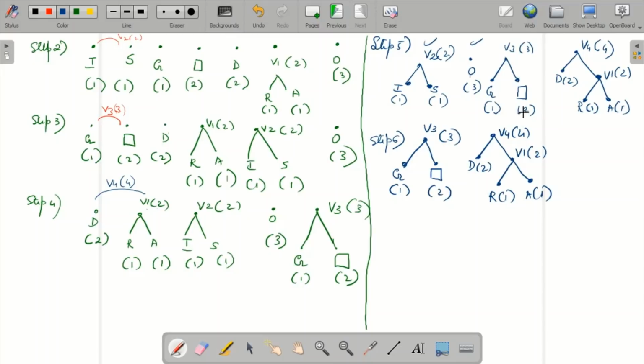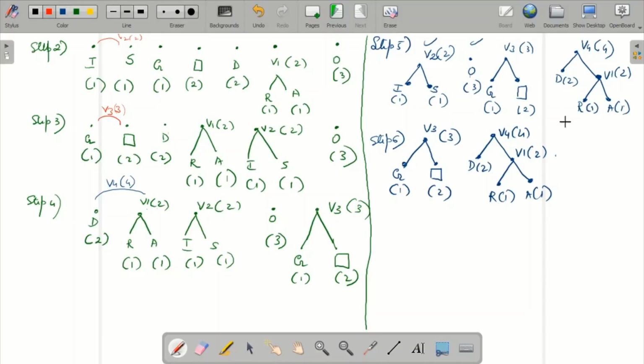After that, v4 is 4. This and this combination would give me 5 weight, that is v5, a new vertex with the weight 5, whose left branch is v2 itself, whose right branch is O. Okay, so I'll just erase and put it on that side.